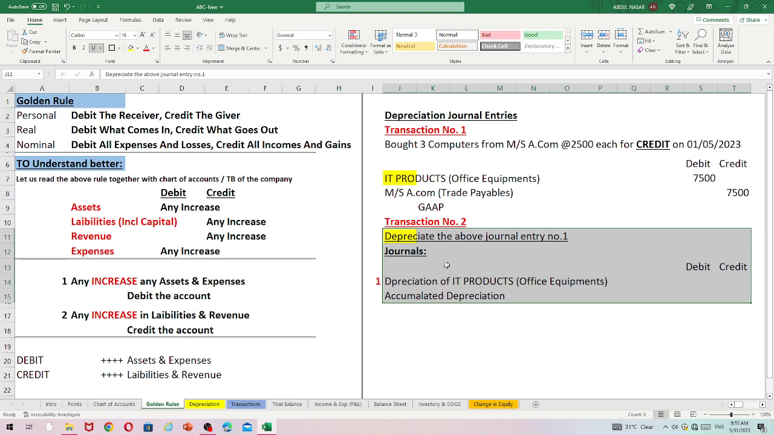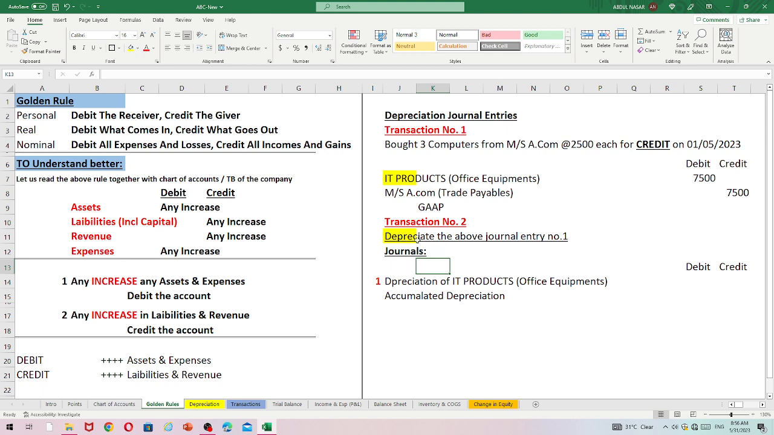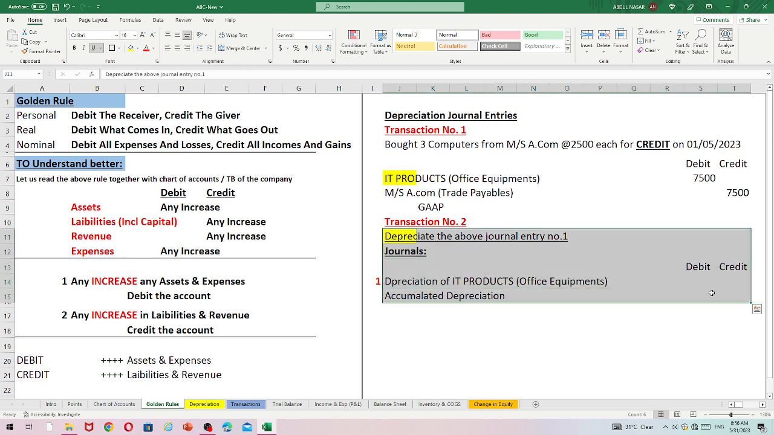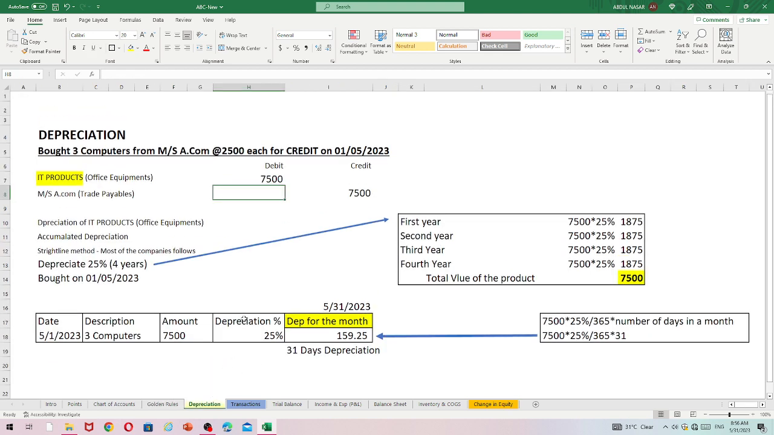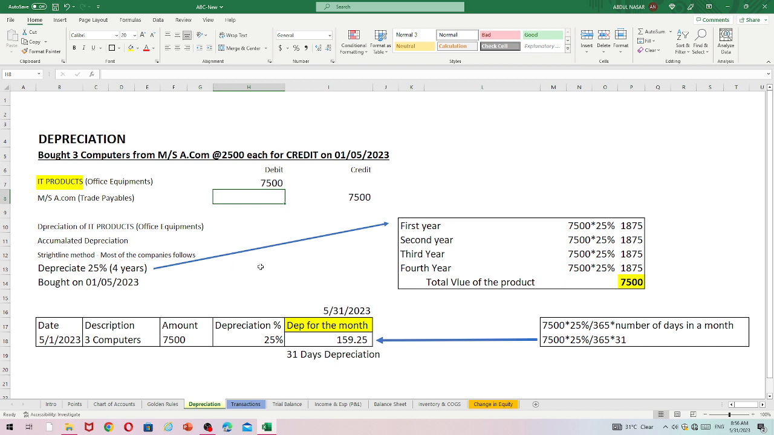Proper closing means all the provisions, depreciations, everything has to be calculated, and those have to be recorded properly into the books of accounts. So here let us go to the depreciation calculation of these three computers. I have created an easy chart for you.